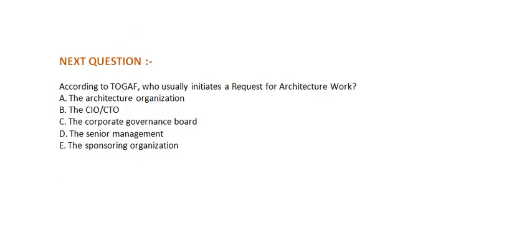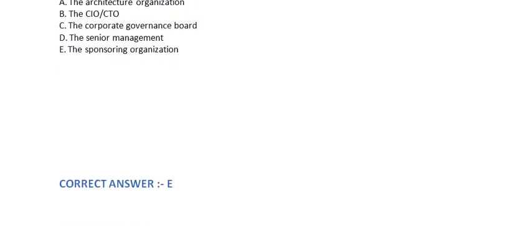Next question is, according to TOGAF, who usually initiates a request for architecture work? Option A, the architecture organization. Option B, the CIO or CTO. Option C, the corporate governance board. Option D, the senior management. And option E, the sponsoring organization. And the correct answer is option E.